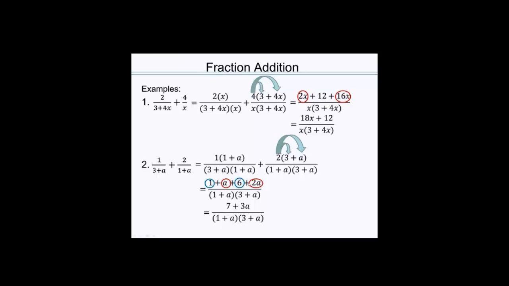Add like terms a and 2a, 1 and 6, giving you 7 plus 3a over 1 plus a and 3 plus a as your addition of these two fractions. Let's continue with more examples.